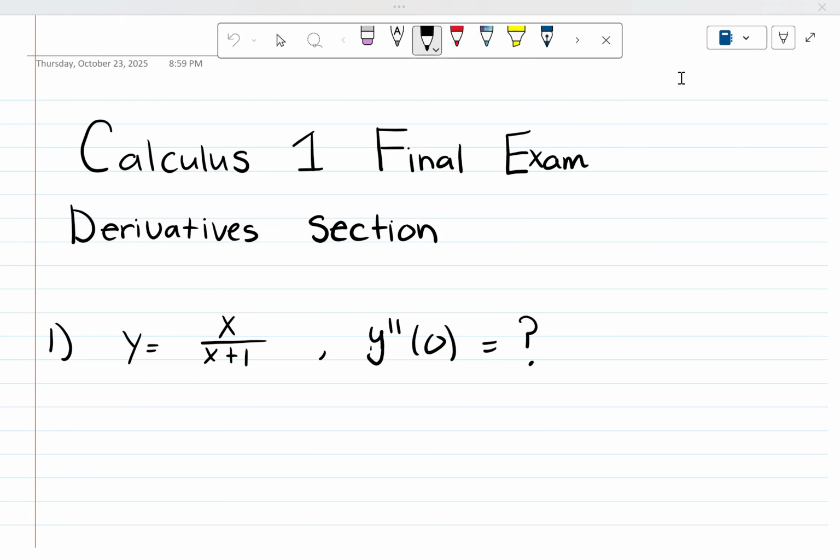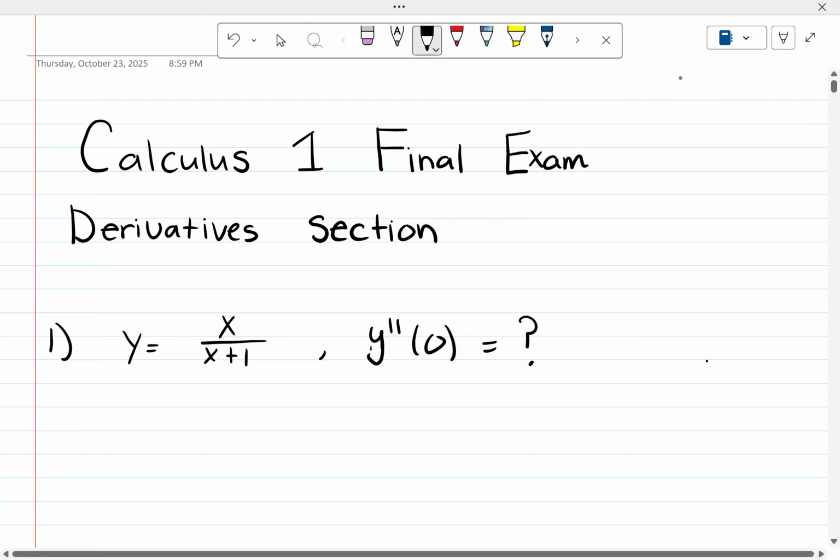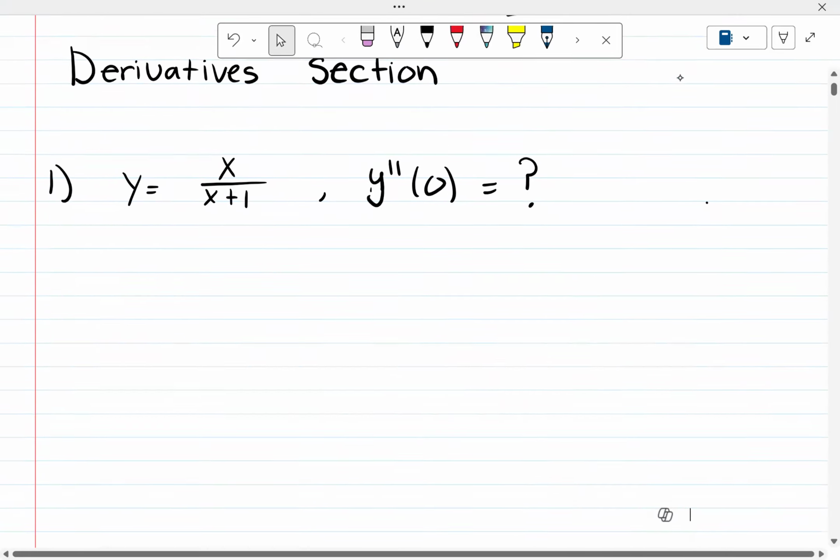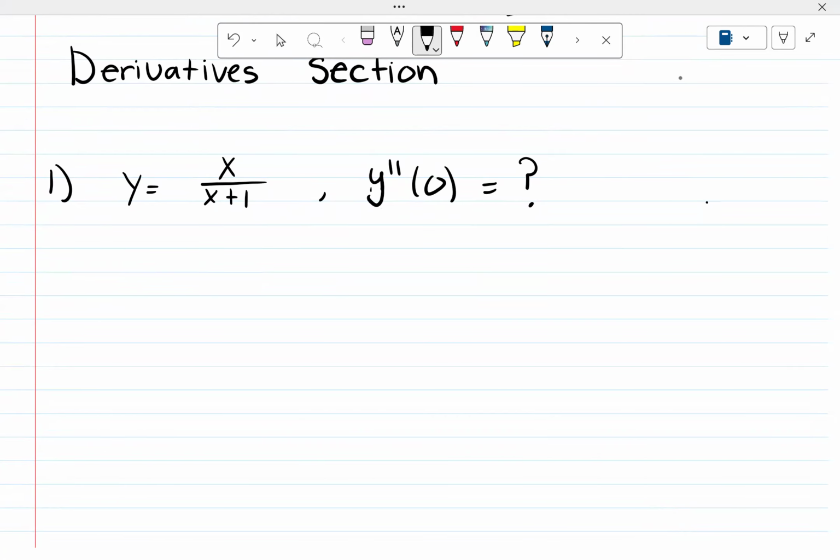So question 1 says we have y equals x over x plus 1, and we have to find y double prime of 0. So how would we do this? Well, it specifically says second derivative because it has two apostrophes. So how would we take the derivative of the first one?